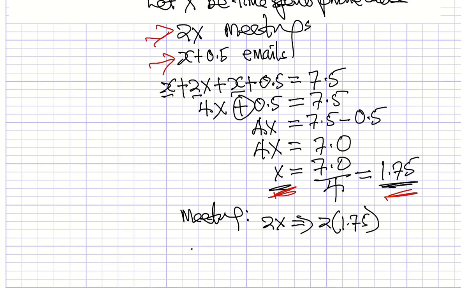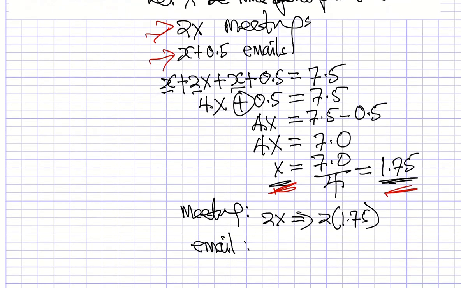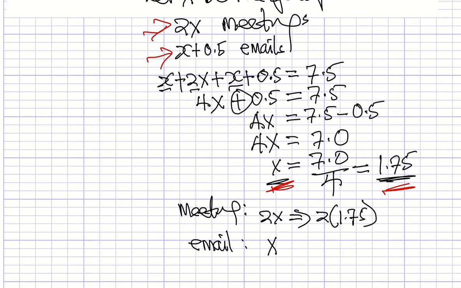And the time she spent emailing people is x plus 0.5, which is 1.75 plus 0.5. So you simplify those two things. What do you get?